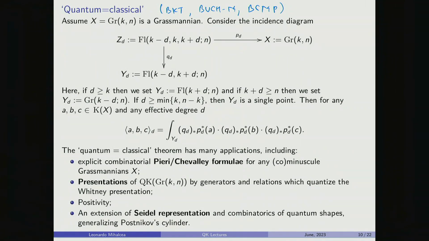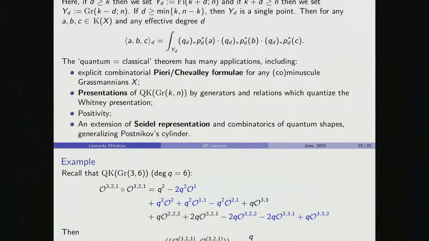And this quantum mechanical classical phenomenon has many applications, which I'm not going to be able to talk about in these lectures, but I'll just mention them very quickly. So you can get structural theorems, like how you multiply in quantum K theory. You get presentations by generators and relations for the quantum K ring. Positivity, the proof of positivity is based very much on this quantum mechanical classical, and maybe Anders will talk about the Seidel representation and the combinatorics of the quantum shapes later on in the conference.